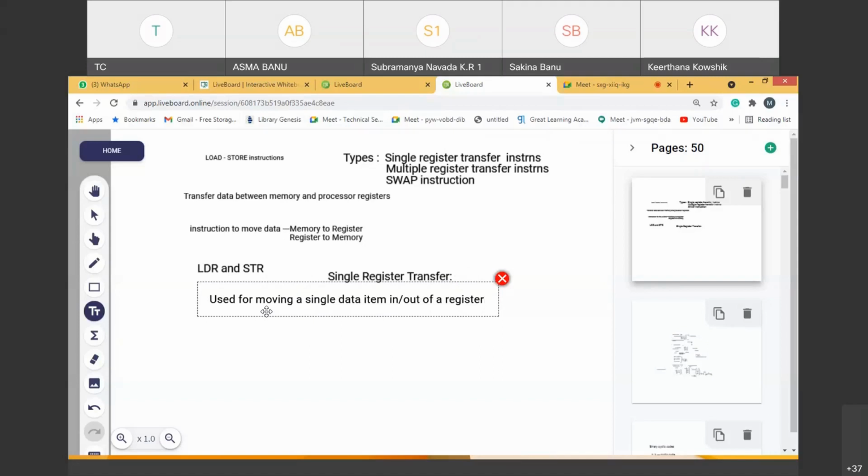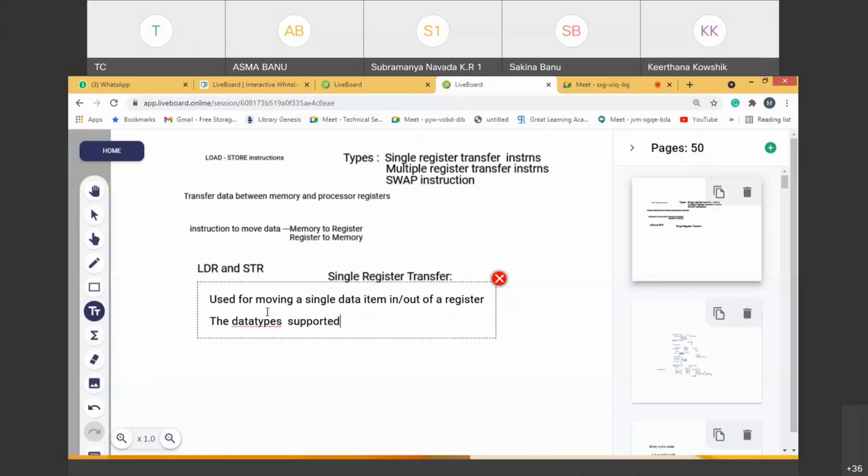So such kind of instructions are referred to as single register transfer instructions. Okay. Now in this, what kind of data are you talking about? The data types you are using. Please understand and remember the data types supported here.